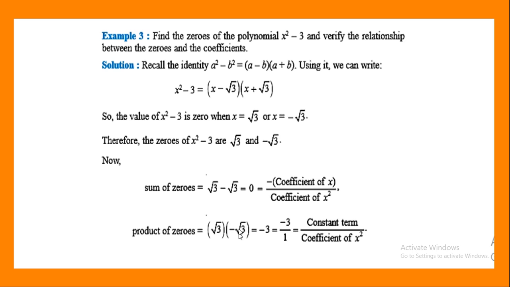Okay. And next we are finding the product of the zeros. Here root 3 into minus root 3. The root 3 square is 3. That is, root 3 into minus root 3 is minus 3. That we can write as minus 3 by 1. Here minus 3 is the constant term, and 1 is the coefficient of x square. So we can write this as the constant term dividing by coefficient of x square. Thus we have verified the relationship between the zeros and the coefficients of this polynomial.